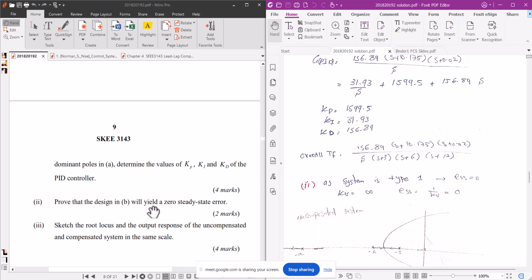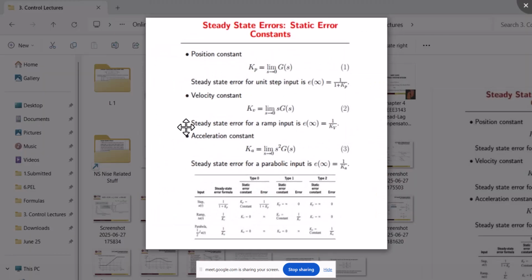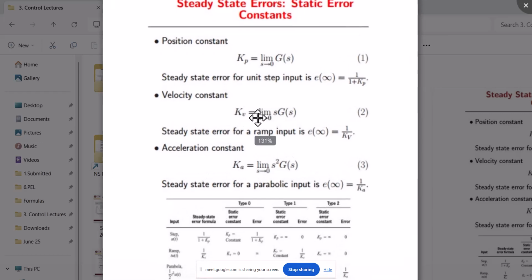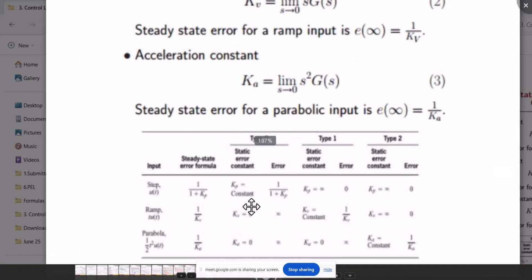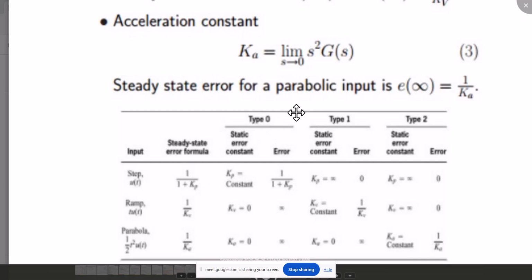Second part is prove that the design will yield a zero steady state error. Yes, it will yield a zero steady state error for the step input. Let me show you a brief formula for the types of the system. We see the position constant Kp, this is your Kv, and this is your acceleration constant, and this is a table from the Norman Nise book. I hope it's clear. It's still a bit blurred. The type 0 system, type 1, and type 2. So with this controller, our system has become type 1. So a type 1 system will give 0 steady state error for a step input, because for type 1 our Kp is infinity and our error is 0.